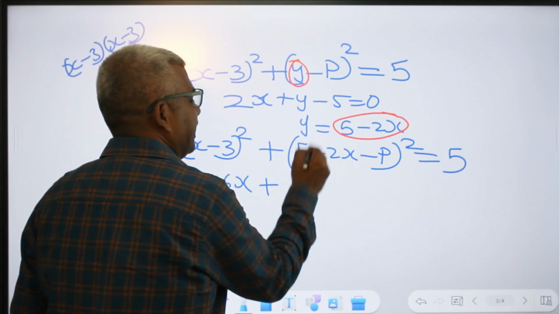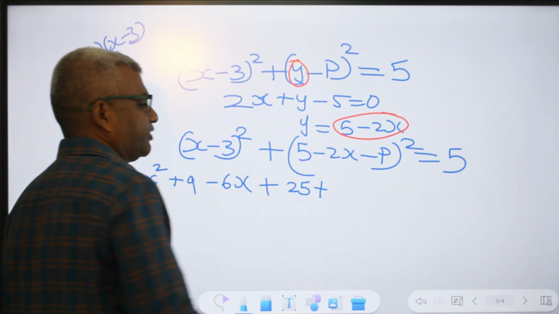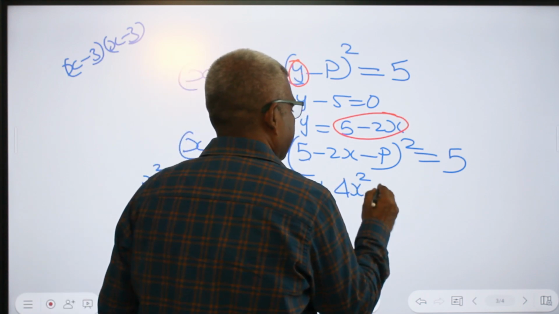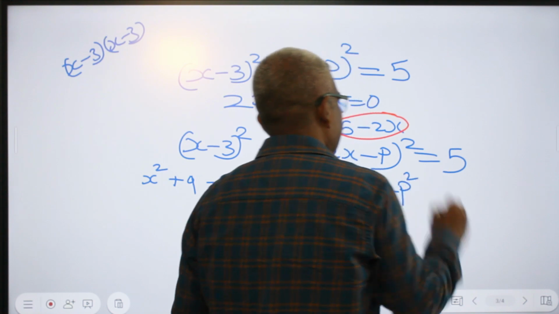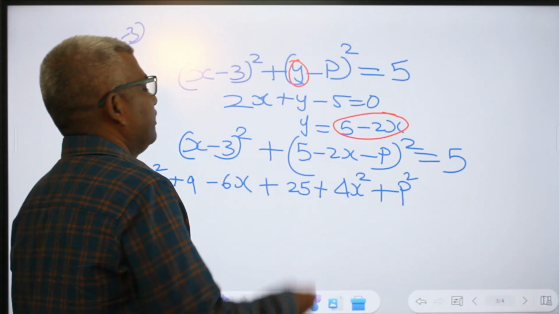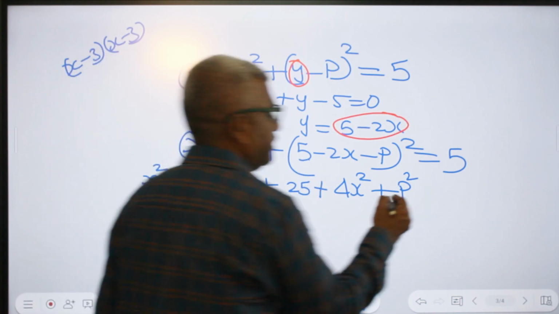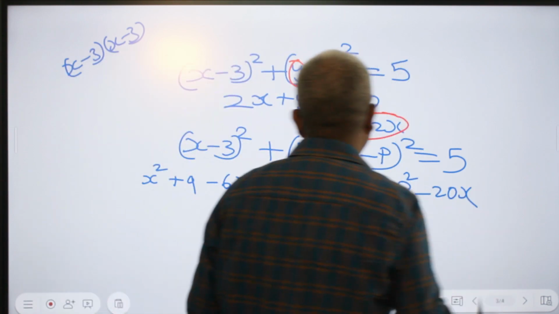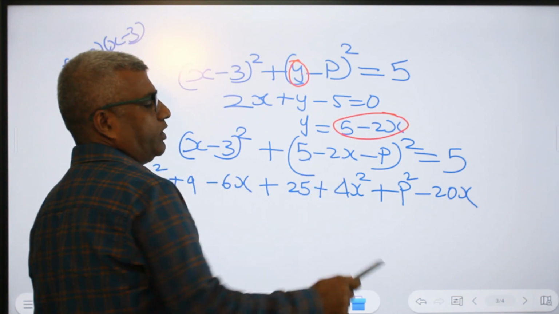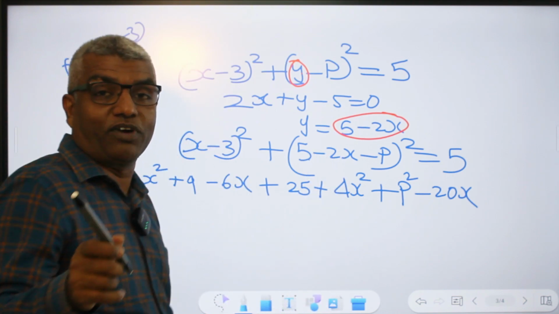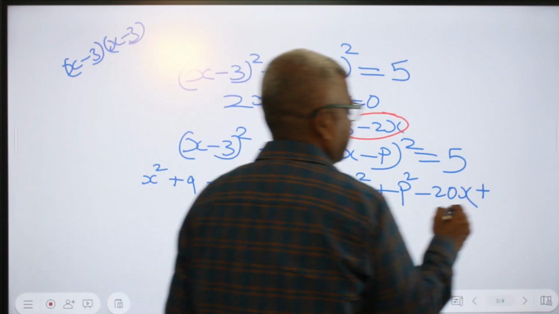Now a squared is 25. b is minus 2x, so b squared is 4x squared. c is minus p, so c squared is p squared. Plus 2ab: 2 times 5 is 10, 10 times minus 2x is minus 20x. Plus 2bc: 2 times minus 2x is minus 4x, minus 4x times minus p is plus 4px.